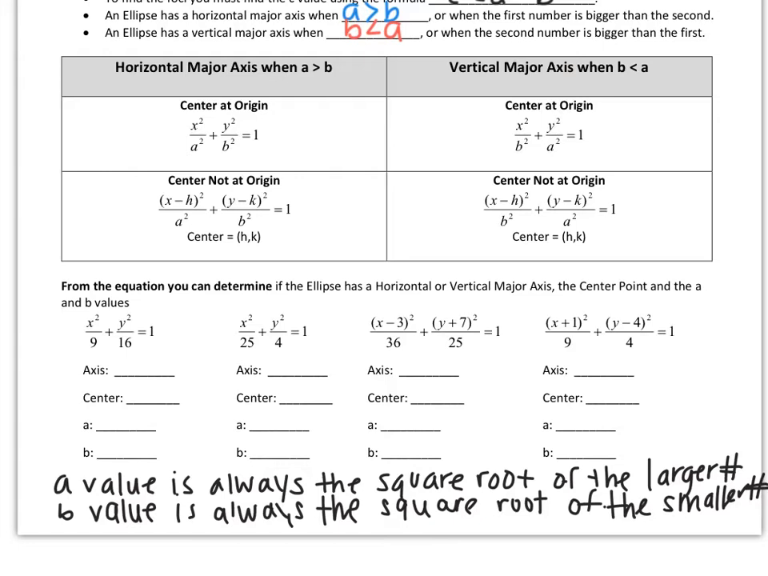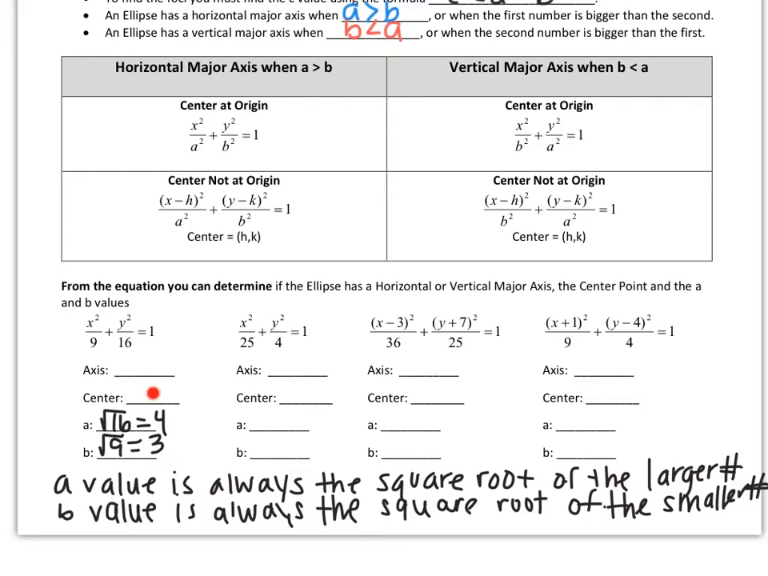Okay, so let's look at this first equation here. Do we see how the first number is smaller than the second number? The A value we know is always the square root of the larger number. So the square root of 16 is going to be my A value. So we can write that here. The square root of 16 is 4. That's my A value. My B value is the 9, so it's the square root of the smaller number. So the square root of 9 is 3.